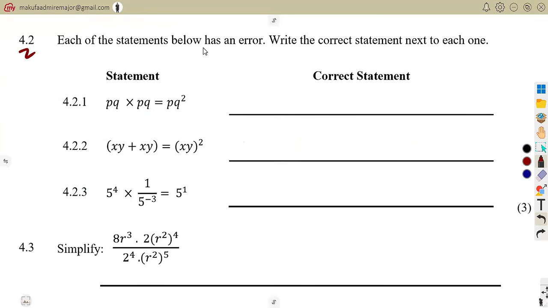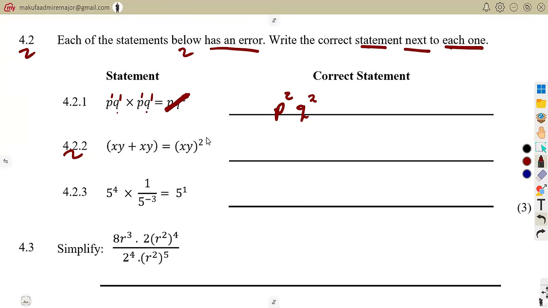4.2. Each of the statements below has an error. Each of these ones, there's an error there. Write the correct statement next to each one. So the first one, they are saying this is wrong. What is the correct answer? We are multiplying. So remember, you just have to add the exponent. This is 1, this is 1. So we're going to have P, 1 plus 1, that is 2. In terms of Q, this is 1, this is 1. So Q times Q, that is going to give us Q squared. So this was supposed to be the correct statement.